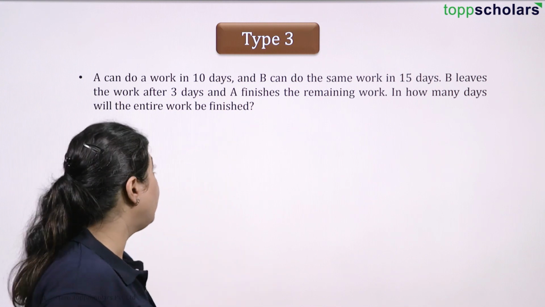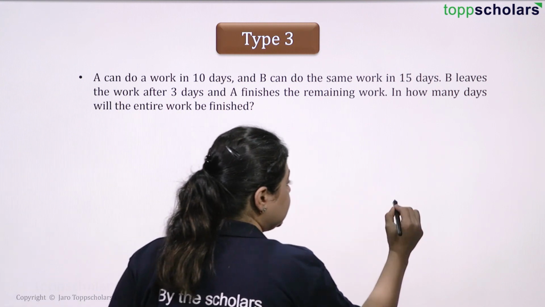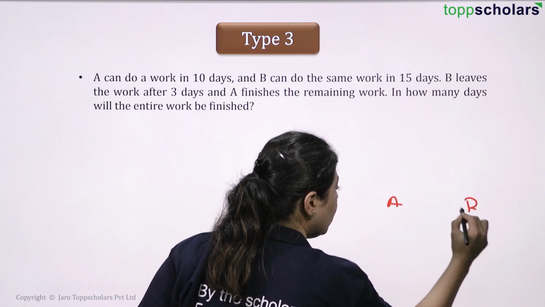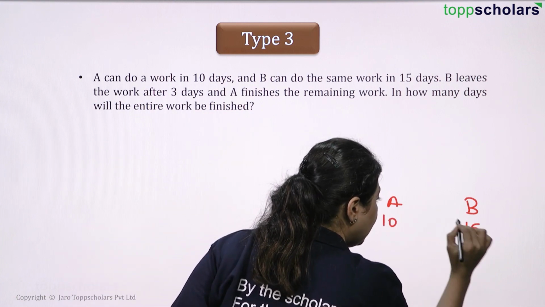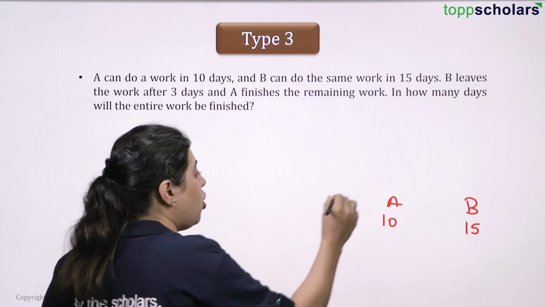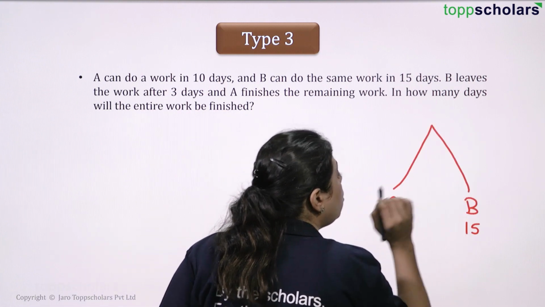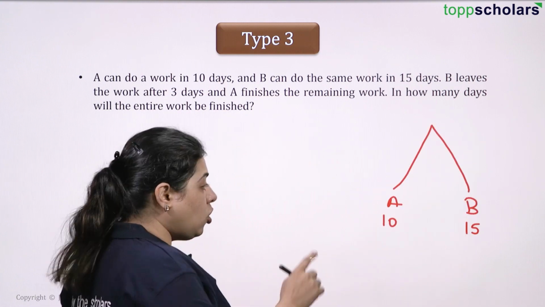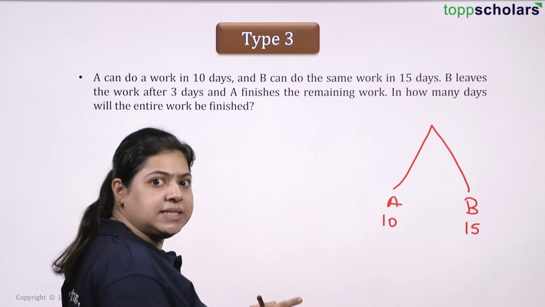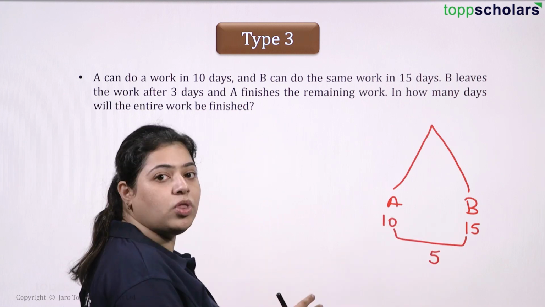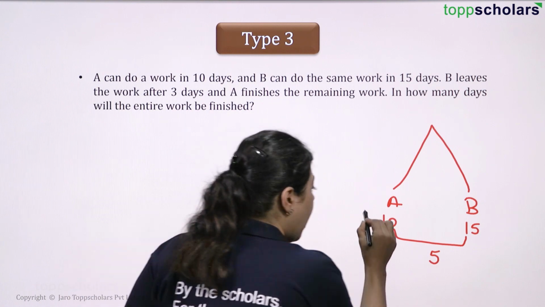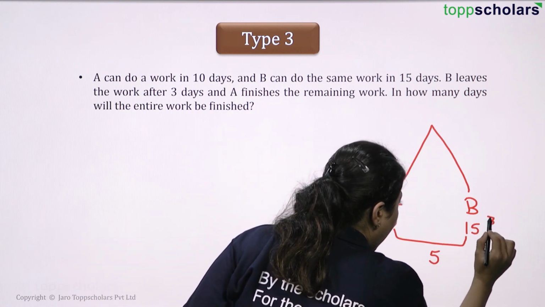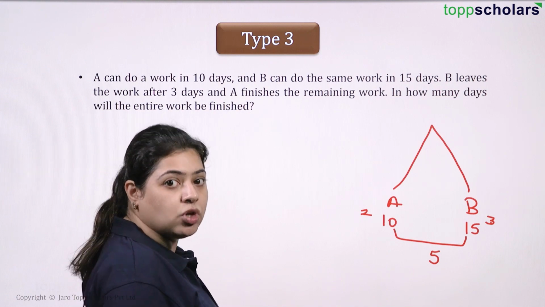Okay? So, how do we do? Firstly, we understand that it is A and B who are doing the work. A can do the work in 10 days and B can do the work in 15 days. So, if I want to calculate the total work that needs to be done, total work would be nothing but the LCM of 10 and 15, correct? Both are divisible by 5. 5 2s is 10 and 5 3s is 15. And 2 and 3 are co-primes. Co-primes means what?